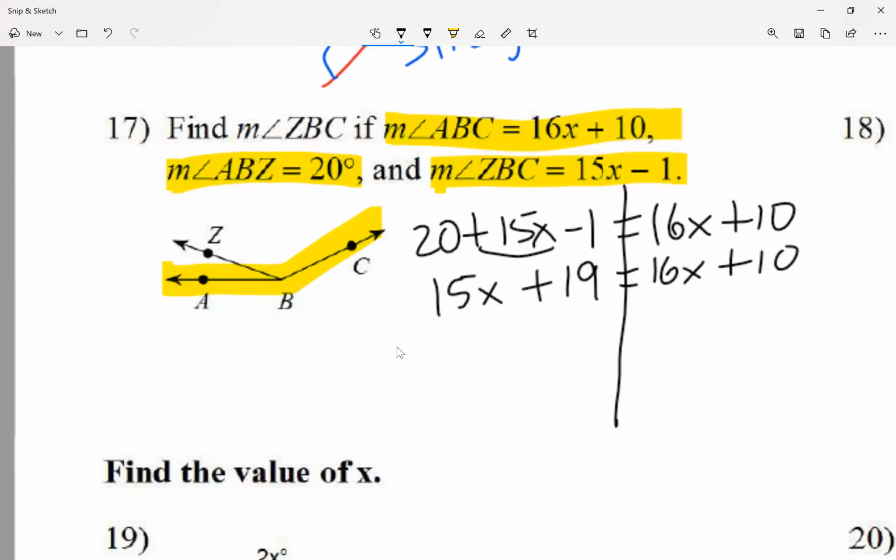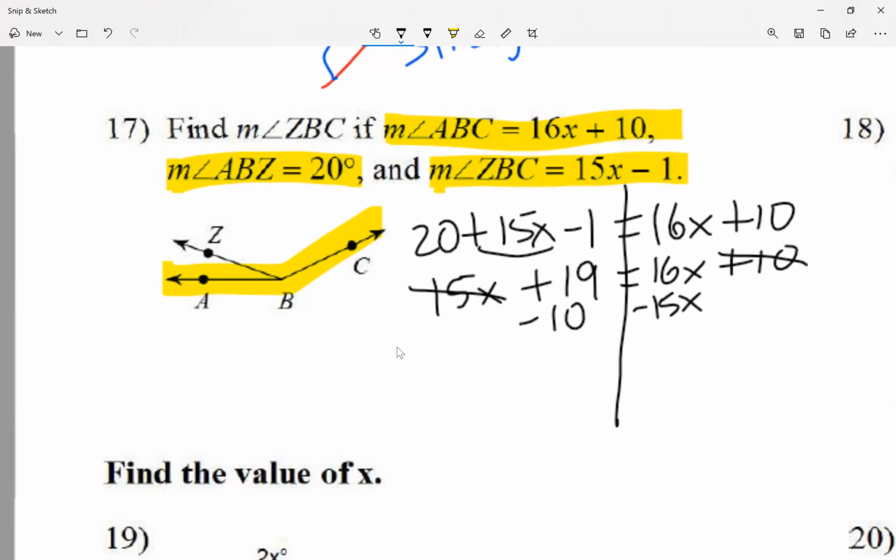Now let me get my letters combined. I see there's a 15x on the left. There's a 16x on the right. What I'm going to do, I'm going to have letters on one side. So the 15x, let me move it to this other side as a minus 15x. So on the right, in this case, I want everything that has an x. And on the other side, everything that does not have an x. So this plus 10, I'm going to move it over here as a minus 10.